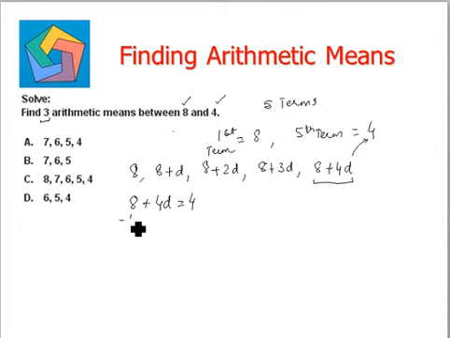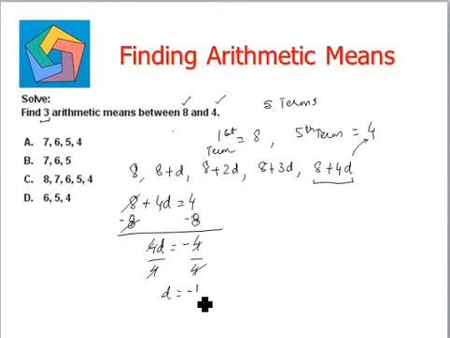We subtract 8 from both sides. 8 minus 8 is 0. 4D equals 4 minus 8 equals negative 4. To find out the value of D, we divide by 4 on both sides, and D equals negative 1. We'll use this value of D equals negative 1 to find out the three arithmetic means. The first arithmetic mean is 8 plus D, which is 8 plus negative 1. 8 minus 1 equals 7.